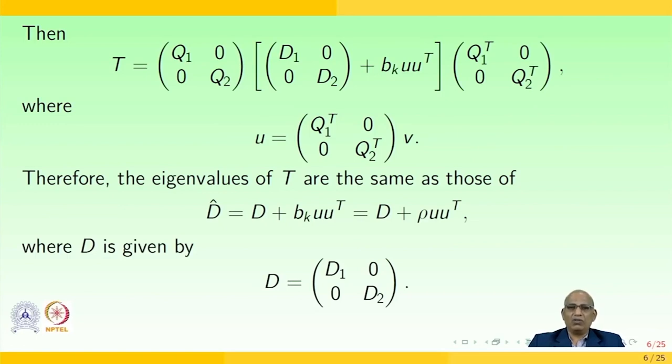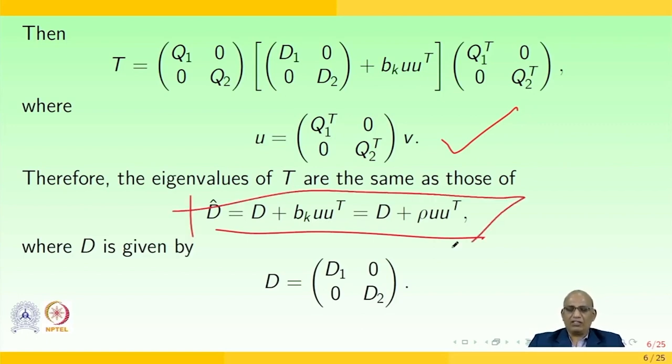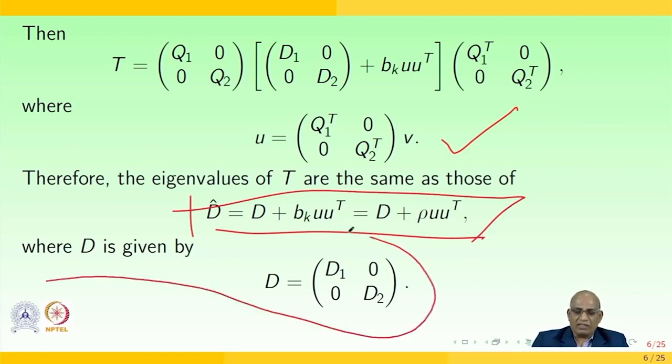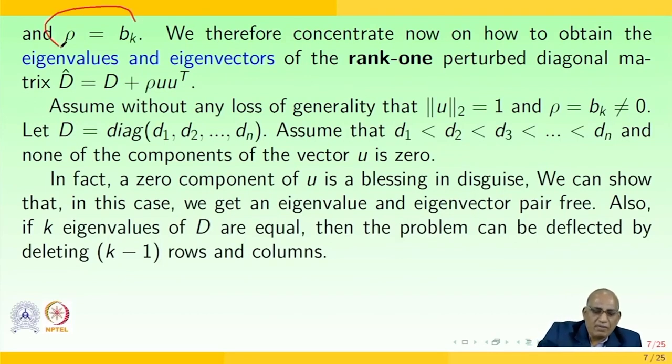Then T is equal to [Q1, 0; 0, Q2] multiplied with [D1, 0; 0, D2] plus B_k times U U transpose, multiplied with [Q1 transpose, 0; 0, Q2 transpose]. Therefore, the eigenvalues of T are the same as those of D cap, that is D plus B_k times U U transpose, which we call D plus rho U U transpose, where D is given by the matrix [D1, 0; 0, D2] and rho is equal to B_k.